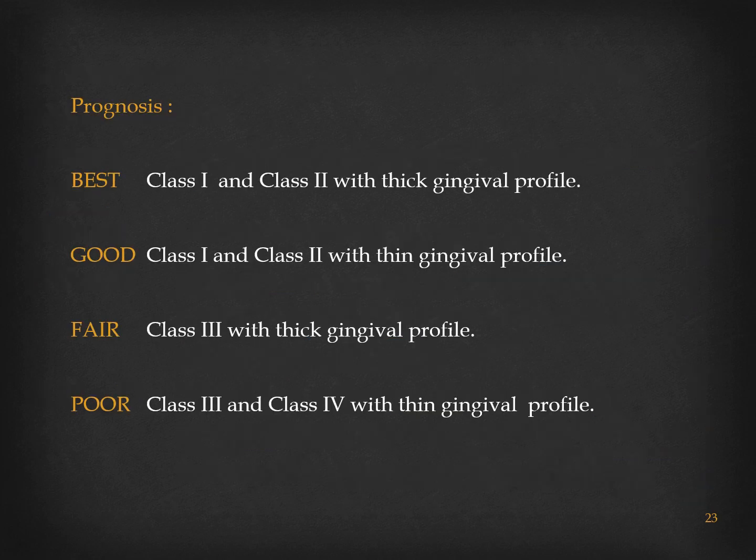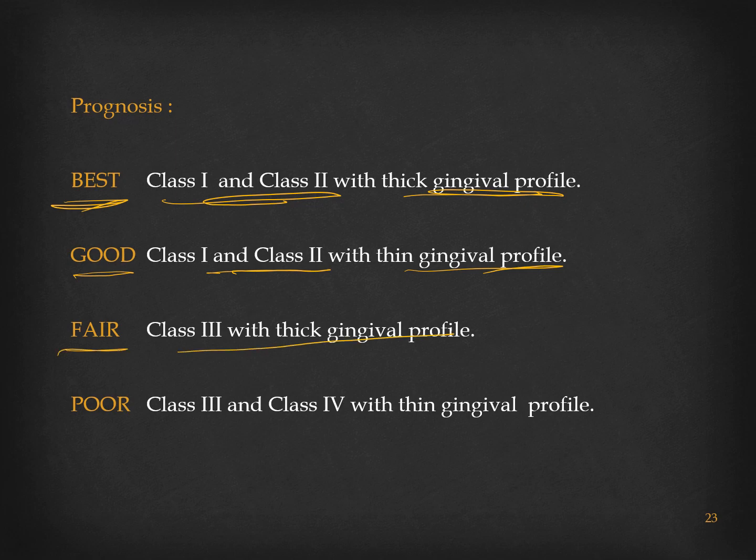Now the second part of this classification included the prognosis, in which they have considered the gingival biotype or gingival profile in order to determine the prognosis. So best prognosis will be in class 1 and class 2 with thick gingival biotype. Good in class 1 and class 2 with thin gingival biotype. Fair in class 3 with thick gingival profile, and poor in class 3 and class 4 with thin gingival profile. That means the gingival recessions which have thick gingiva will have better prognosis.